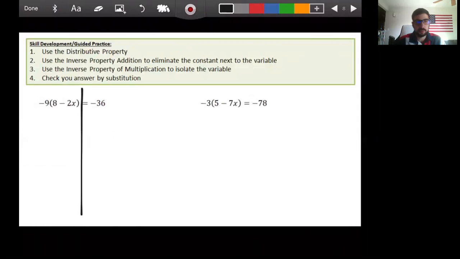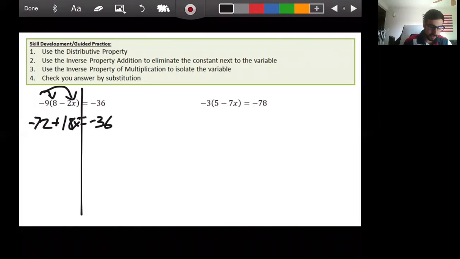So build the wall, we know we're not going to multiply across. So now we have -9. -9 times 8 is -72. -9 times -2x becomes positive 18x is equal to -36. Remember, negative times a negative is a positive. That's how we got the positive 18x.